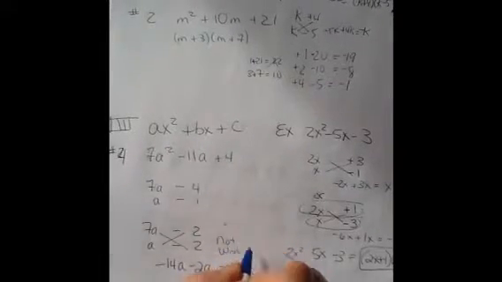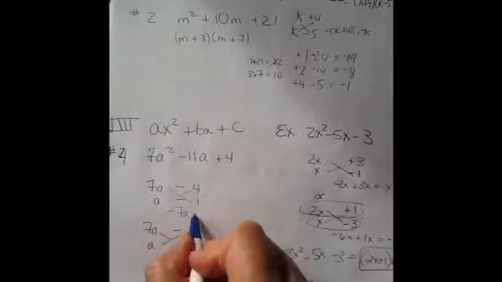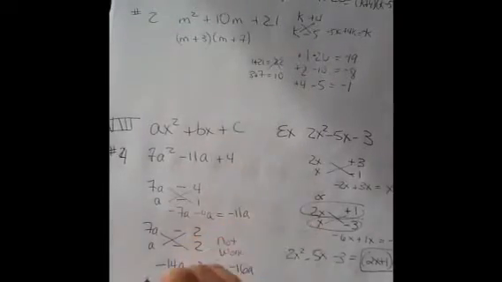So let's try this one up here. If I multiply this out, I get a negative 7a, and I get a negative 4a, and this one does give me negative 11a.